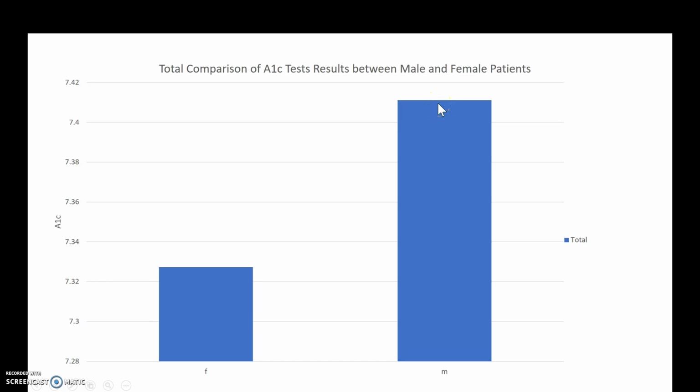So as you see here, for the male patients that we sampled from the particular practice that we pulled data from, the males in the practice have a little bit higher A1C than the women do, but they are all over 6.5, which is the recommended range for A1C.